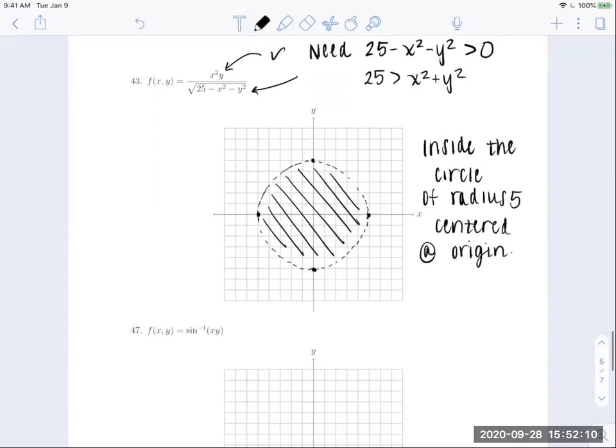All right, so there's 45, or excuse me, 43. And for our last example for this section, we have a sine inverse function here. And so we really need to think back to our knowledge of inverse trigonometric functions. Remember that the range of sine x is from -1 to 1. So that tells me that the domain of sine inverse of x is from -1 to 1.